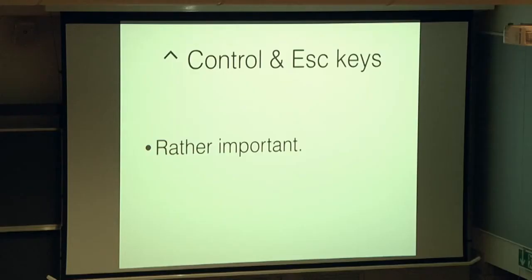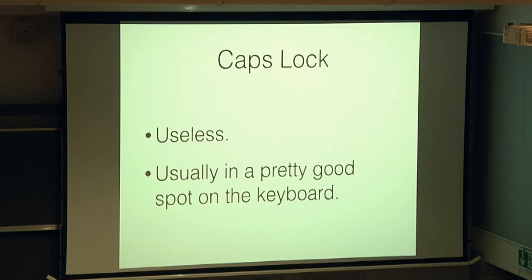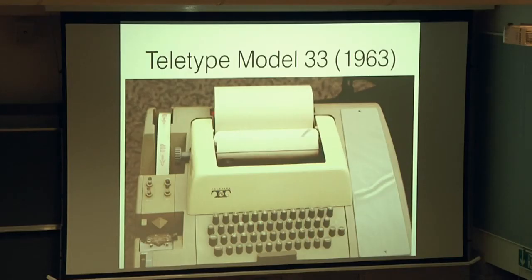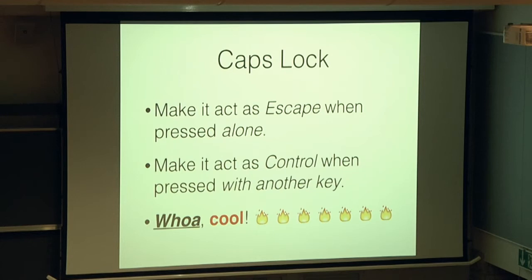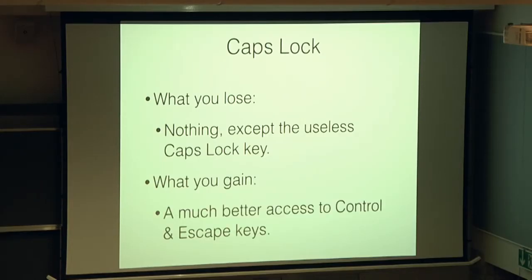Control and S keys, rather important, awkward to type. Caps lock, useless, usually in a pretty good spot on the keyboard. This is the Teletype Model 33 from 1963, and they got it right. The control key is actually where it should be. So we can make the caps lock key act as escape when pressed alone and as control when pressed with another key. And this is also really, really cool. What you lose: the caps lock key, but nobody uses that. What you gain: much better access to the control and escape keys.